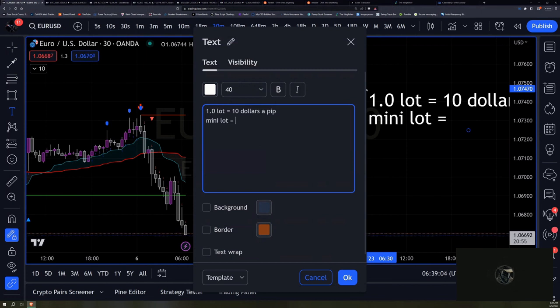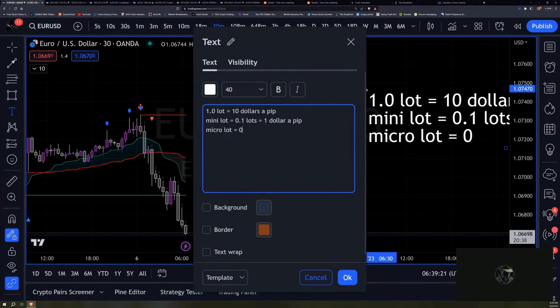So a mini lot is 0.1 lots, which equals $1 a pip, and a micro lot equals 0.01 lots, which equals 10 cents a pip.